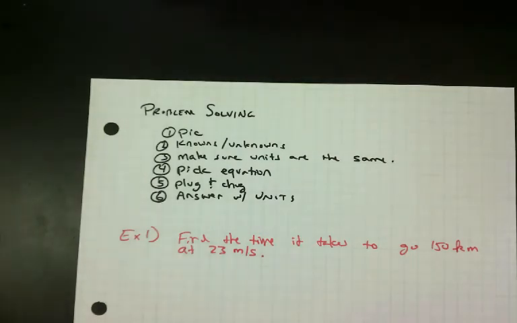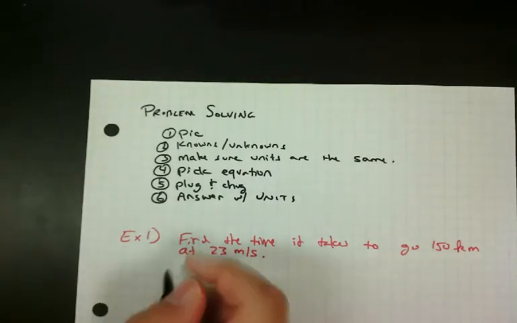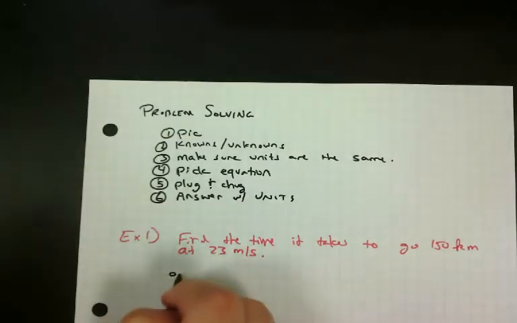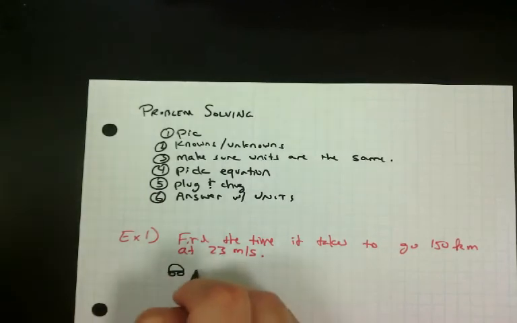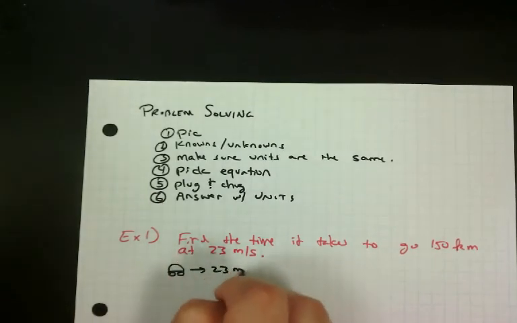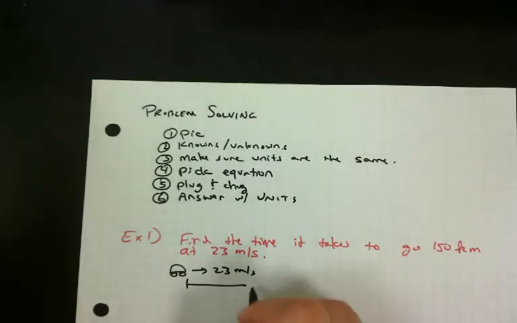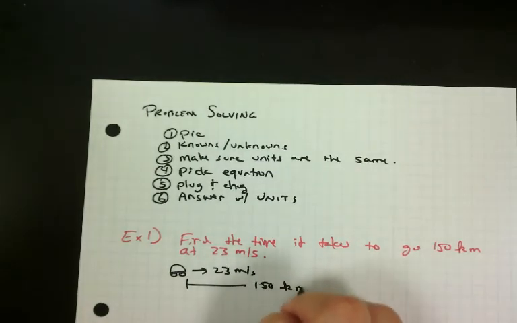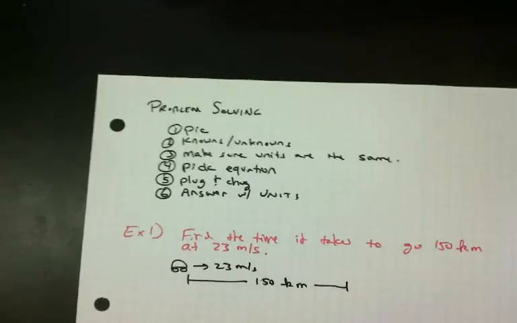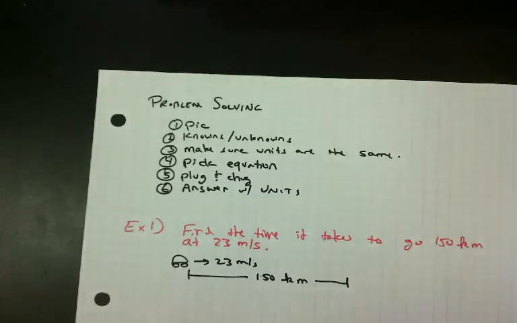So we're going to imagine that we are in a car. Step one is draw a picture. We're going to imagine we're in a car going at 23 meters per second, and I'm traveling 150 kilometers. That's a picture, right? It's nothing fancy, but it connects what we're solving to a physical reality. We've got a car traveling a distance.